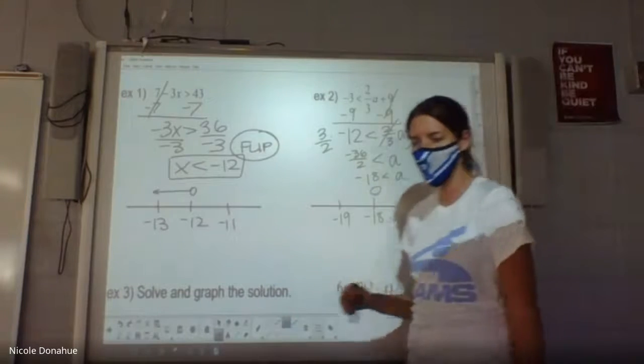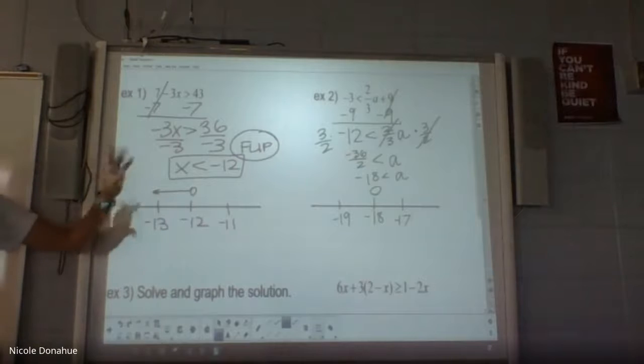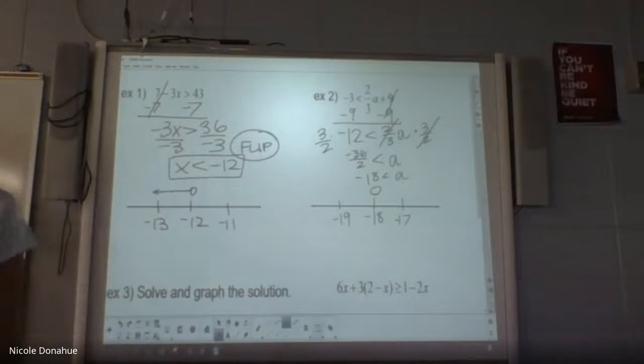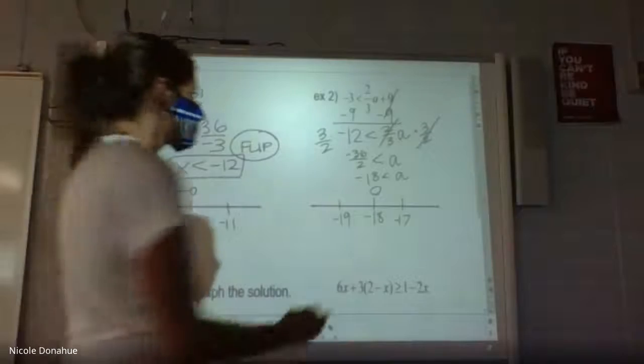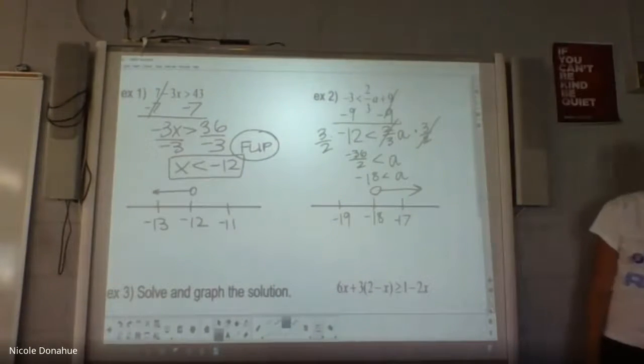So open circle again. Which way from negative 18? 17. Right. Wait, what? Careful, it's trying to eat the A. 17. So that means A is bigger. Shoot. It's okay. Really, Abby. Freaking negative numbers.